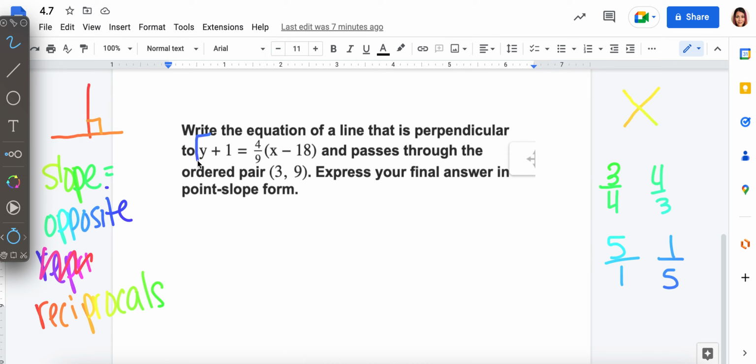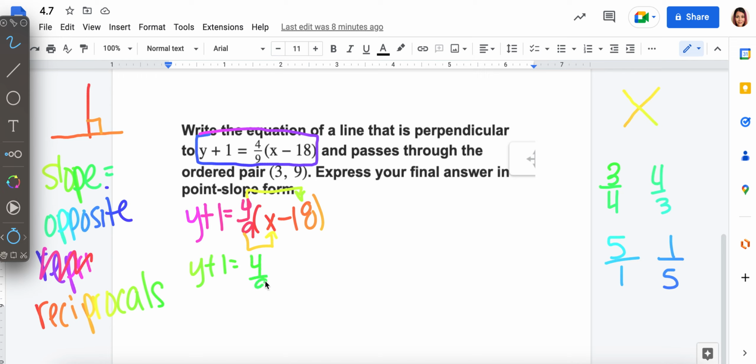Okay, so if you notice, this equation is not written in slope-intercept form. On any of these problems, you want to first translate the original equation into slope-intercept form. You don't have to, but it makes it a whole lot easier. So that's what I'm going to do first. So y plus 1 equals 4/9 x minus 18. I'm going to write this in slope-intercept form. So the first thing I'm going to do is distribute this. So y plus 1 equals 4/9 times x, which is just 4/9 x.